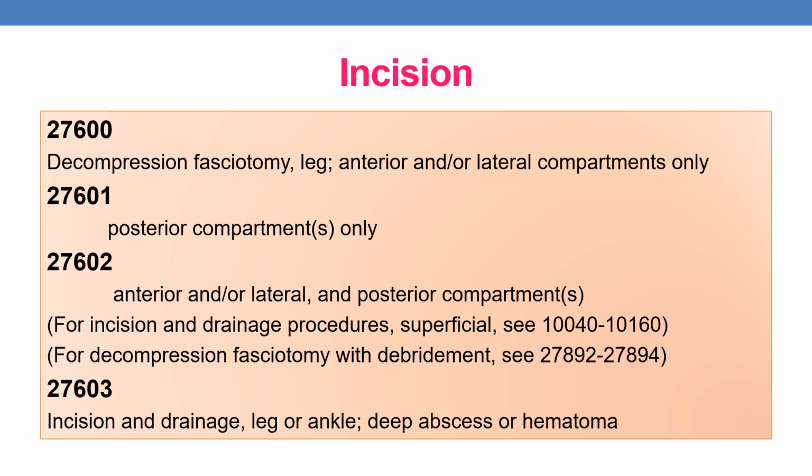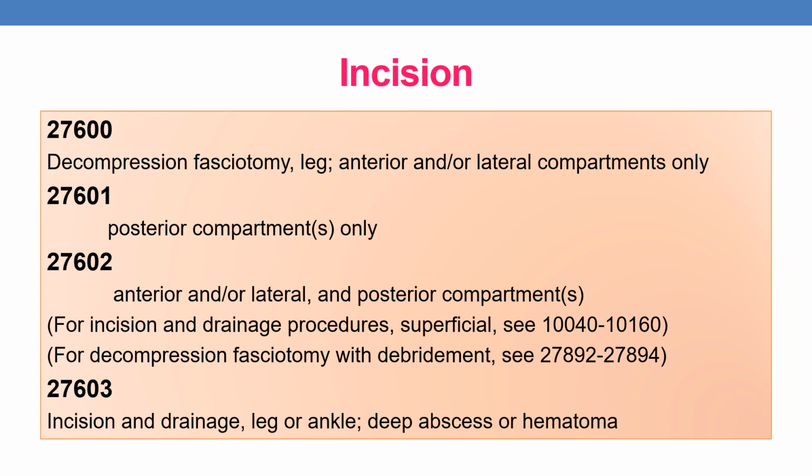First of all, coming to incision, the first CPT is 27600. It deals with decompression fasciotomy, leg, anterior and or lateral compartments only. If it is only posterior compartment, the CPT is 27601. And for anterior and or lateral and posterior compartment, the CPT is 27602. And for incision and drainage procedures, superficial, you need to refer 10040 to 10160. And for decompression fasciotomy with debridement, the CPT range is 27892 to 27894.